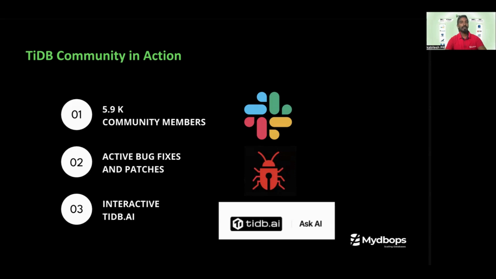Even for a small doubt, for example, I am a part of this community. If a question is asked in the community, it is answered immediately, which is very great. And if you report a bug, it is actively acted upon by the community and transferred to a Git ticket, and I'm really grateful to the TiDB community for providing active bug fixes and patches. And recently, TiDB also launched TiDB.ai, an interactive Gen AI platform on the website itself. You can ask your questions, and it provides immediate results.